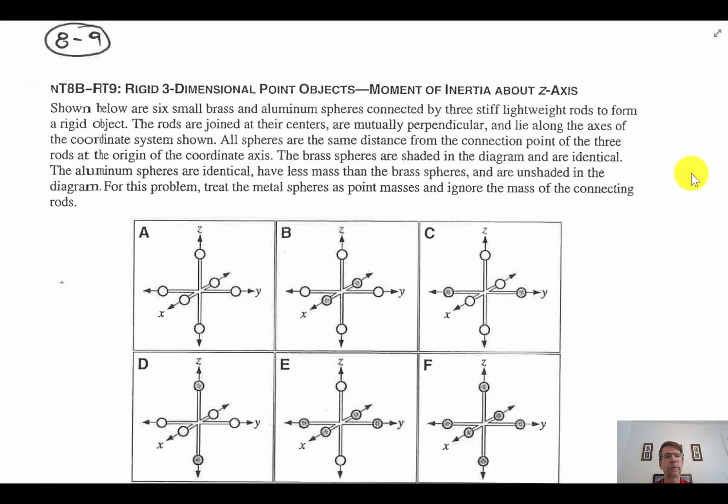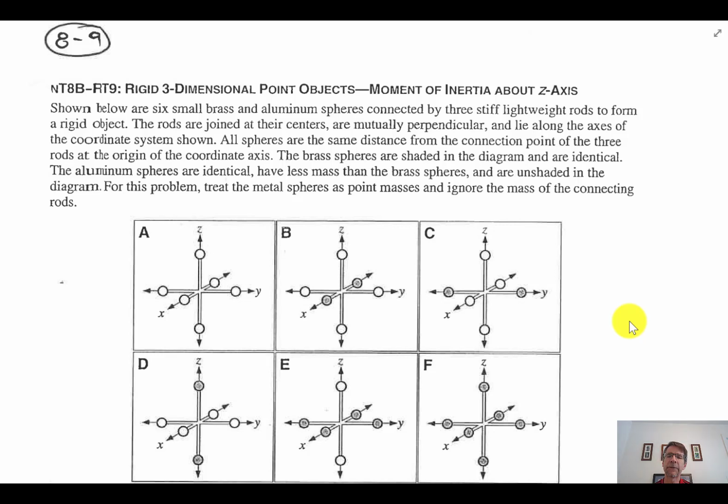Critical thinking question 8-9, or 89. This is a good Unit 10 review question about moment of inertia, or what I like to call rotational inertia. There are 6 different figures here. There are 3 sticks with little weights on the ends.